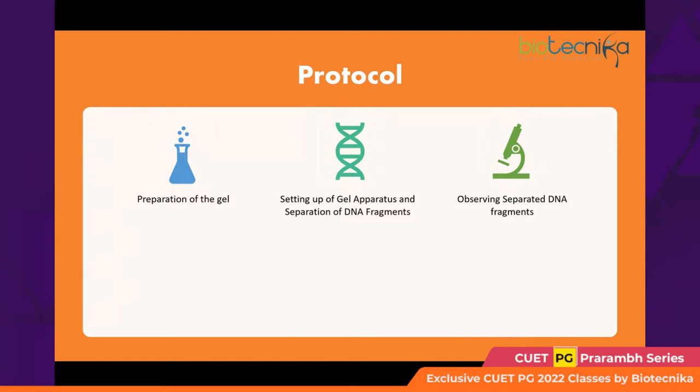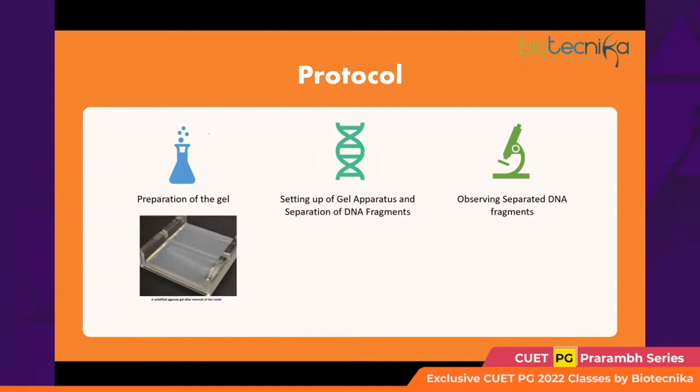Okay, so the protocol of agarose gel electrophoresis can be divided into three steps. First is the preparation of the gel. The gel concentration matters a lot here, that is, how much agarose you will put. Usually in the labs, 0.8% agarose concentration is used, which is the most common, and that is very good in separating DNA of 0.5 to 10 KB in size.